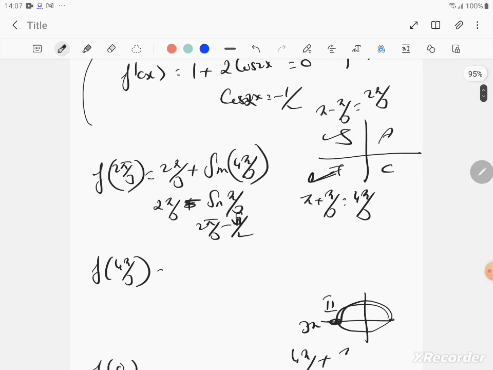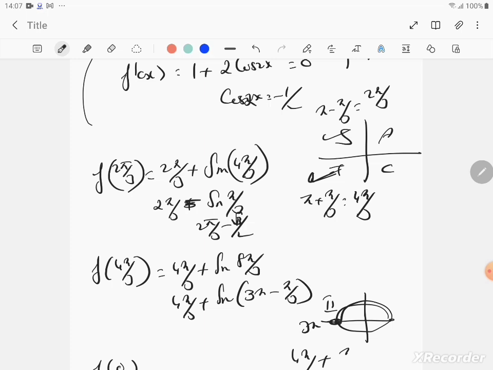So let's go to this: 4 pi by 3 plus sine of 8 pi by 3. This can be written as 3 pi minus pi by 3. Makes sense, right? 3 pi minus will be in the second quadrant, as you can see. This starts with 0, then pi, then 2 pi, then 3 pi. 3 pi is here. 3 pi minus will be in the second quadrant and is an odd integral multiple, so it's sine pi by 3. So 4 pi by 3 plus sine 60, which is root 3 by 2, plus root 3 by 2.